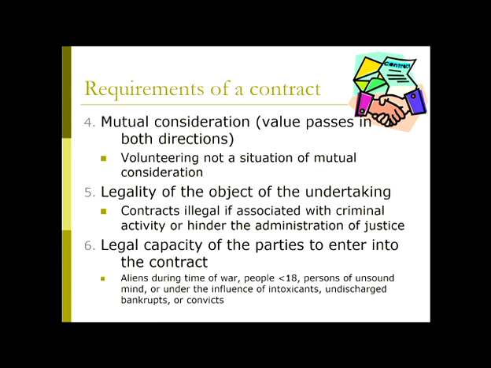People under the age of 18 can't enter into a contract. People who are of unsound mind or under the influence of drugs or alcohol can't be legally bound by a contract, or undischarged bankrupts or criminals, convicts. So all of those types of people, they're not considered to have the legal capacity to enter into a contract. So those are the 6 recognised requirements of a contract.